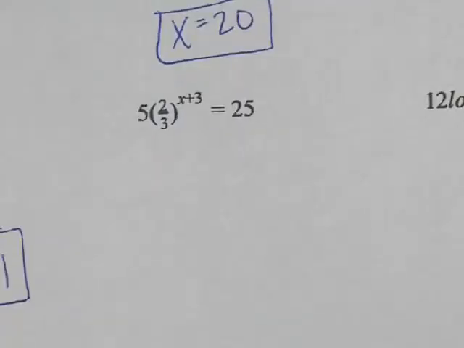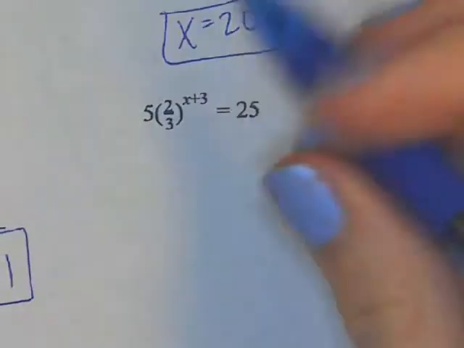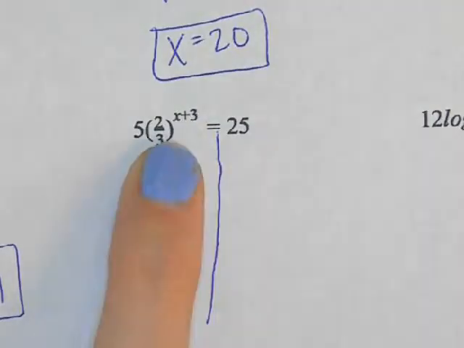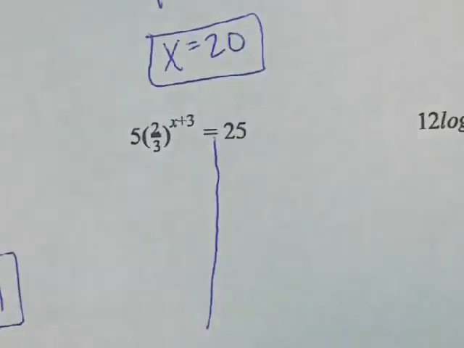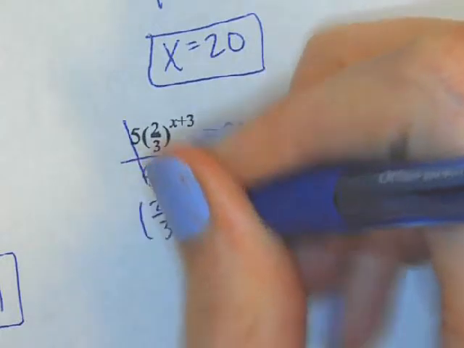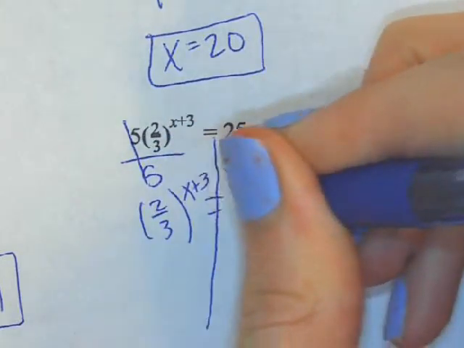This says 5 times 2/3 to the power of x plus 3 equals 25. So what is the base of the exponent? 2/3. The 5 is not directly below the exponent. The 5 is attached to the base. So I am not ready to use a logarithm until I get rid of that 5 that's attached to my exponent base. How do I get rid of the 5? Then we get 2/3 to the power of x plus 3 equals 5.